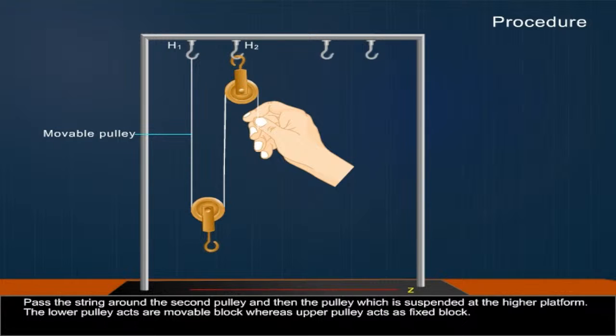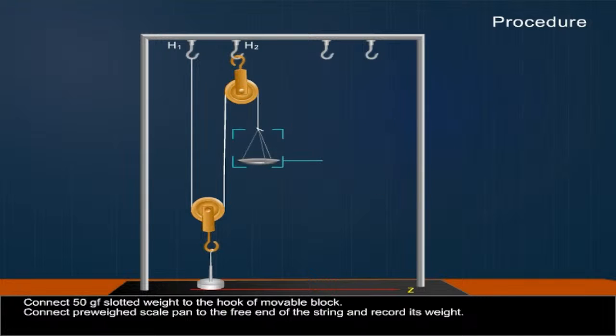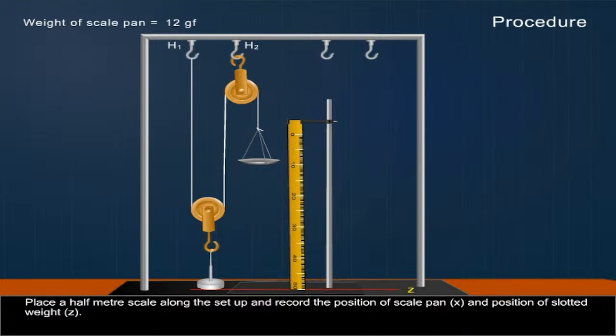The lower pulley acts as movable block whereas upper pulley acts as fixed block. Connect 50 gram slotted weight to the hook of movable block. Connect pre-weighted scale pan to the free end of the string and record its weight. Place a half meter scale along the setup and record the position of scale pan X and position of slotted weight Z.